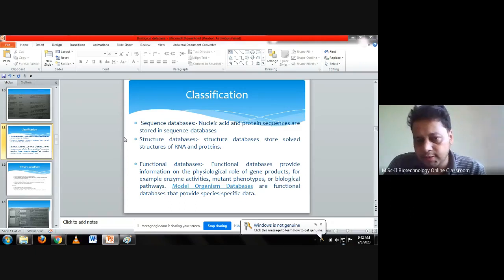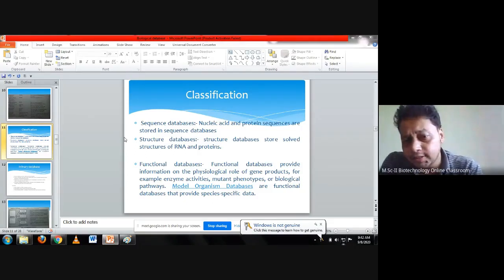Whole genome sequencing means whatever the genetic material is present in E. coli, it is sequenced. Each and every gene we know from E. coli. Then what is the work of the structural database? To build the 3D structure of the protein sequences and RNA sequences. You got 3000 structures of protein and RNA.